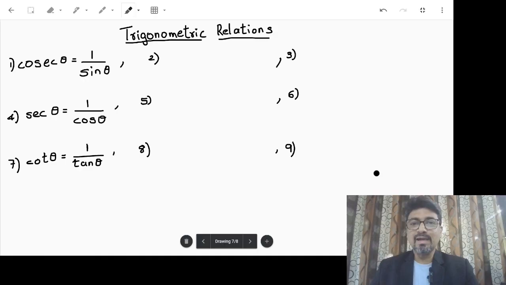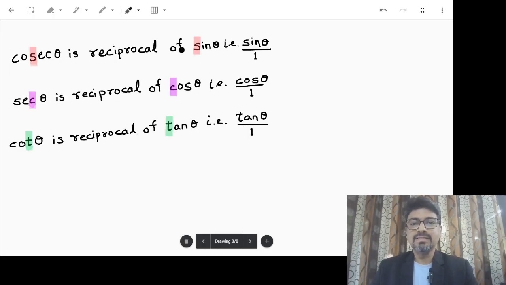Let us now understand the relationships between the different trigonometric ratios. So, the trigonometric relations. We know that cosec theta is reciprocal of sine theta. What was the connection here? We had learned that if we look at the third letter of cosec, that is S, from the original three trigonometric ratios, what starts with S? Sine. So we had said that cosec theta is reciprocal of sine theta.